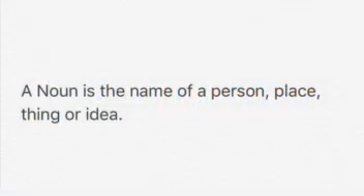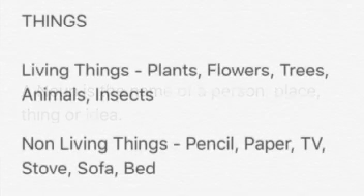For language, we will review nouns. So as a reminder, a noun is the name of a person, place, thing, or idea. So we've already learned that nouns are names of people and places. There are 2 types of nouns, common and proper nouns. So today we will focus on things, which are also nouns as well.